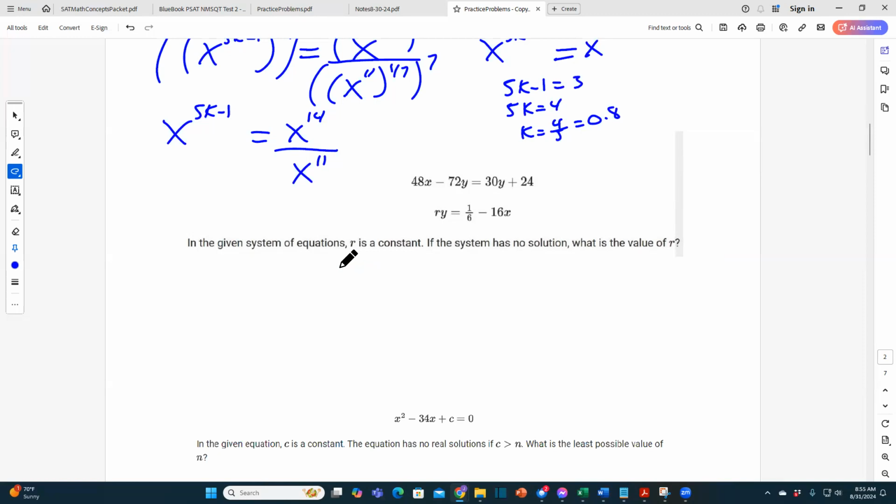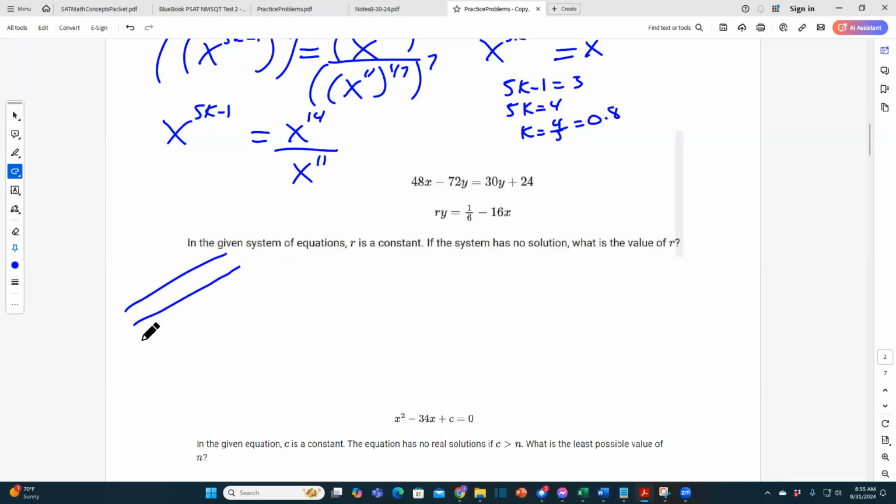All right, this one, 48x minus 72y equals 30y plus 24, and ry equals 1 over 6 minus 16x. The given system of equations, r is a constant. If the system has no solution, what's the value of r? Okay, we see all the x's and y's are to the first power, so these are two lines. Two lines with no solution, just like that.